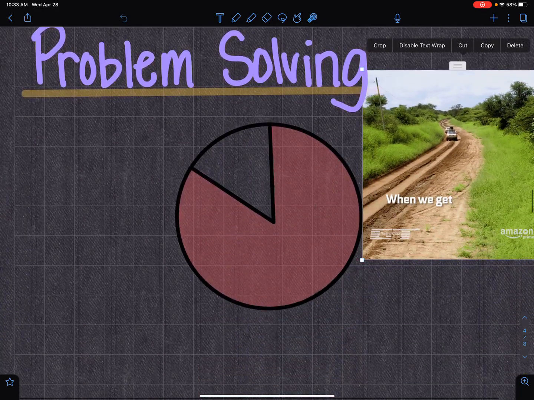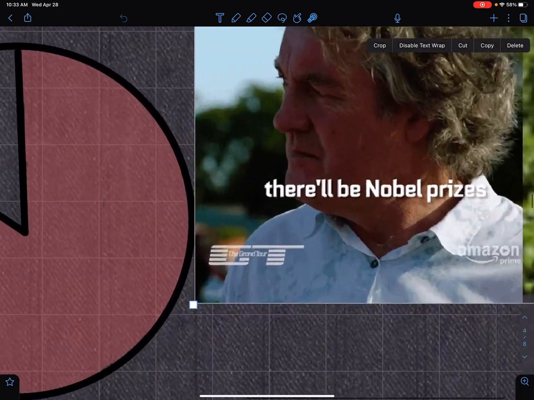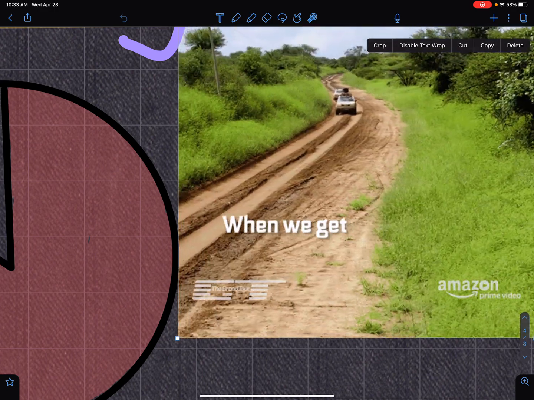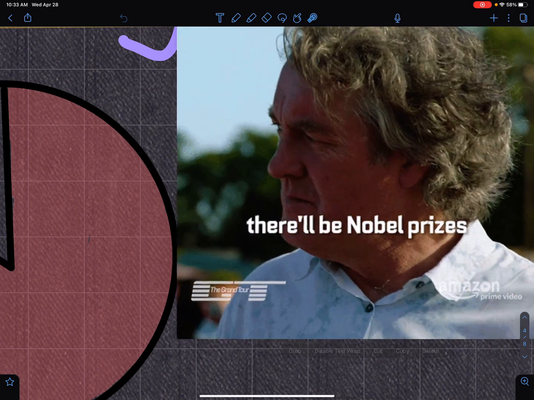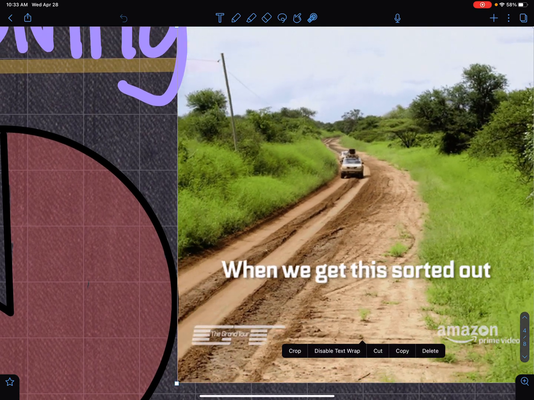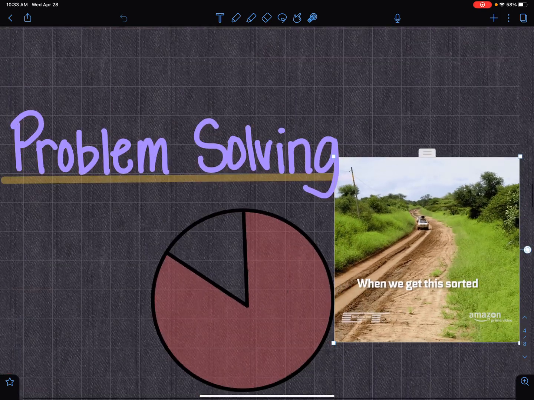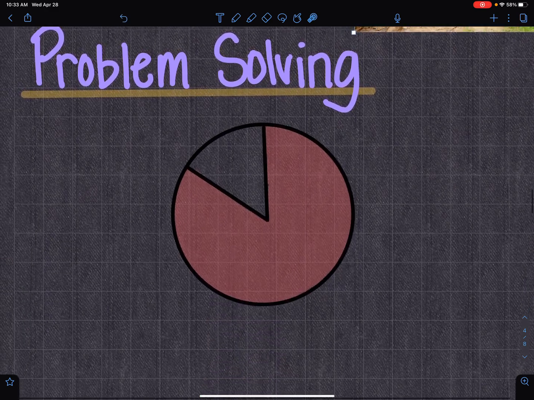Okay, now problem solving. And they're saying, when we get this sorted out, there'll be Nobel Prizes in it for us. There will be Nobel Prizes in it for us. I remember that episode. Okay, I'm going to move that out of the way, though, because it's distracting.